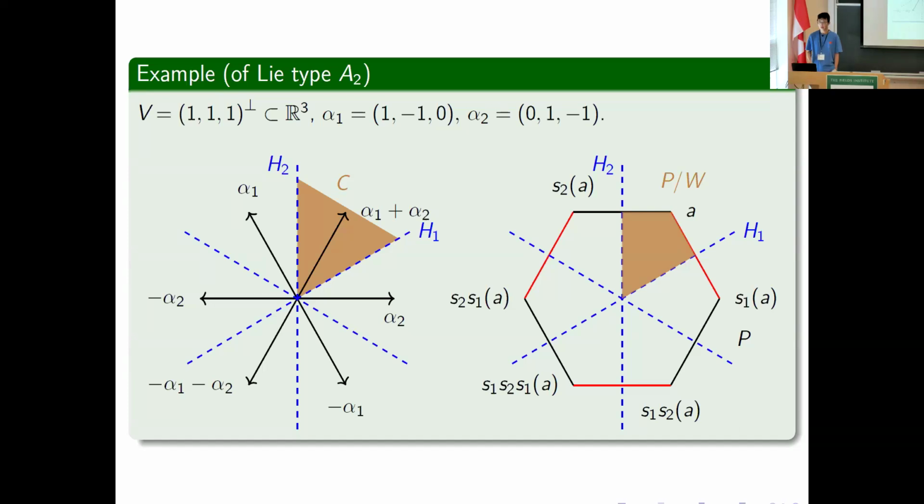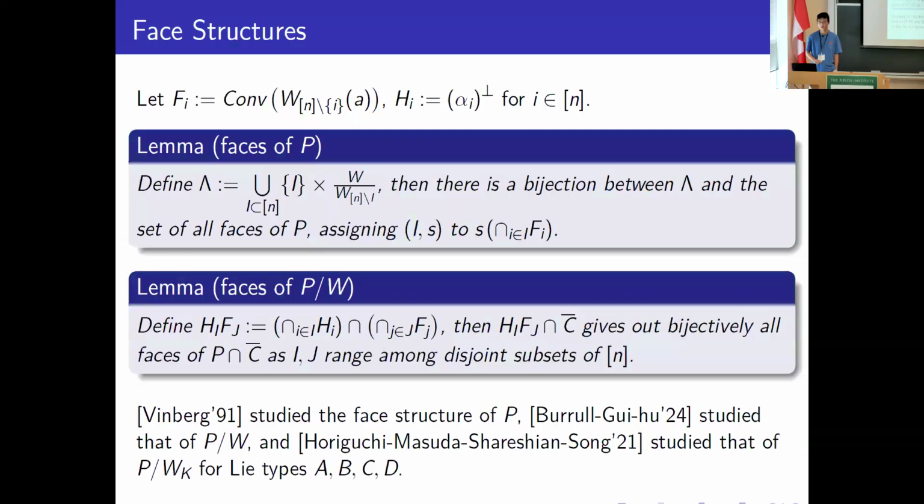Okay, now let's have a look at the face structure of the quotient polytope. It is enclosed by the 2 generating facets of P and H1 and H2. So it is a cube. It is a 2-dimensional cube. It's a square.